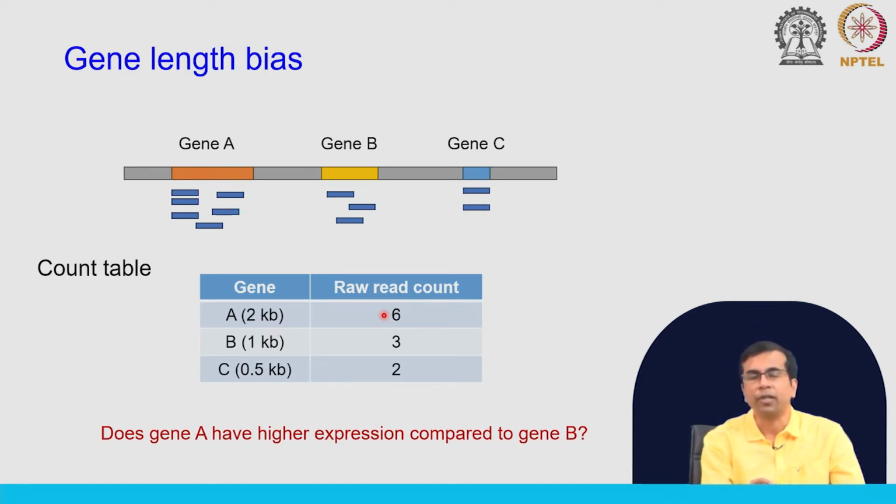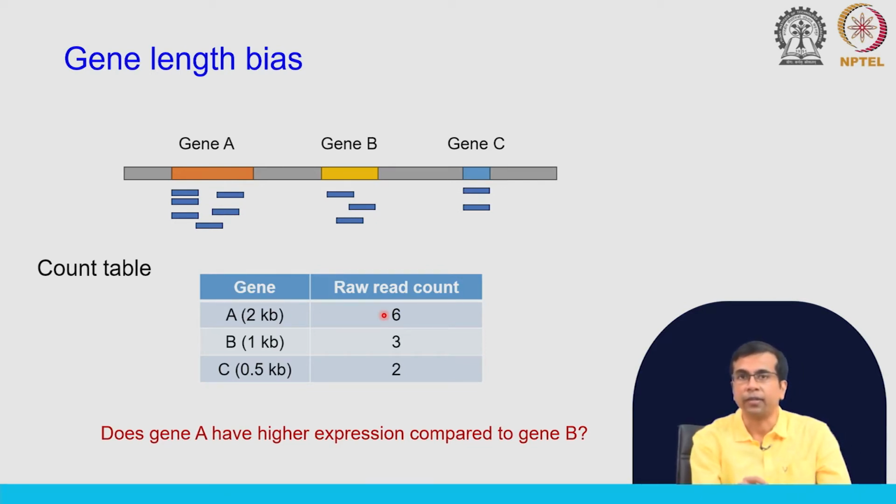And we also talked about gene length bias. The genes are of different lengths, and I have also mentioned the size of each gene before. One of the questions that we talked about is: does gene A have higher expression compared to gene B in this sample? Can we answer that question right from this data that we have? The answer is no. We need a lot more data and a lot more methods to analyze this properly, so that we can get an answer to this question.